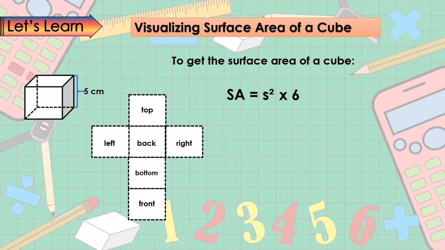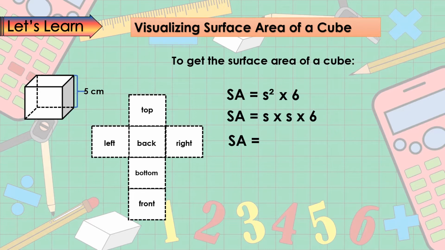Since we're dealing with surface area, we are going to get the coverage of this cube. So in getting the surface area, we have SA equals S squared times 6 because we have 6 sides of the cube here. We can also use this type of formula wherein surface area equals S, which stands for side, times S times 6.